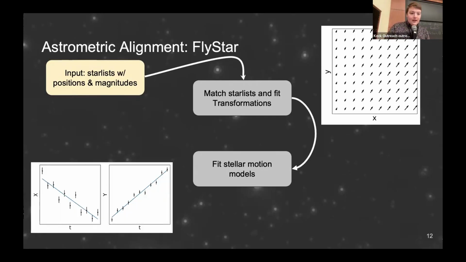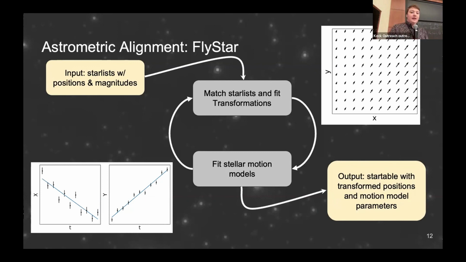And then we have each star's transformed position over time, and we can fit that to a model of stellar motion, so proper motion across the sky. And then we continue this loop of matching, transforming, and refining our stellar motion model fits until we're happy with our output. Then we've got our final output of the stars' transformed positions and motion model parameters.